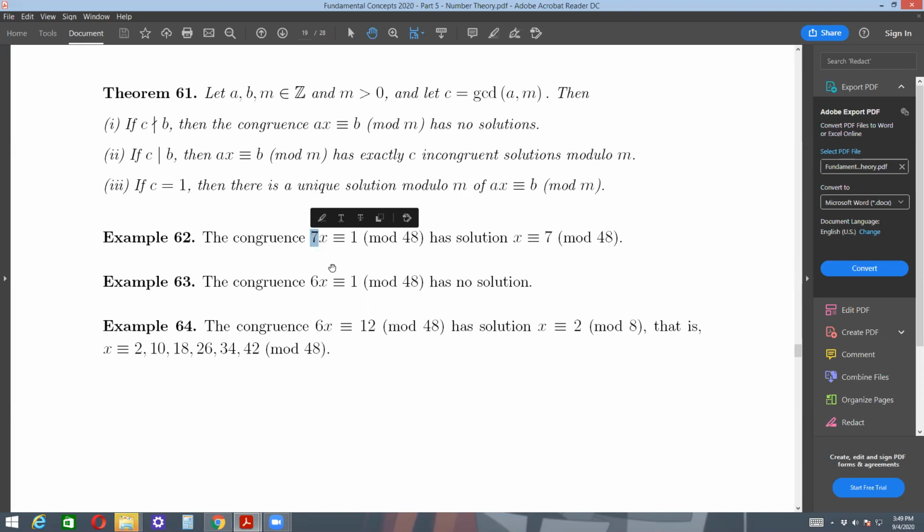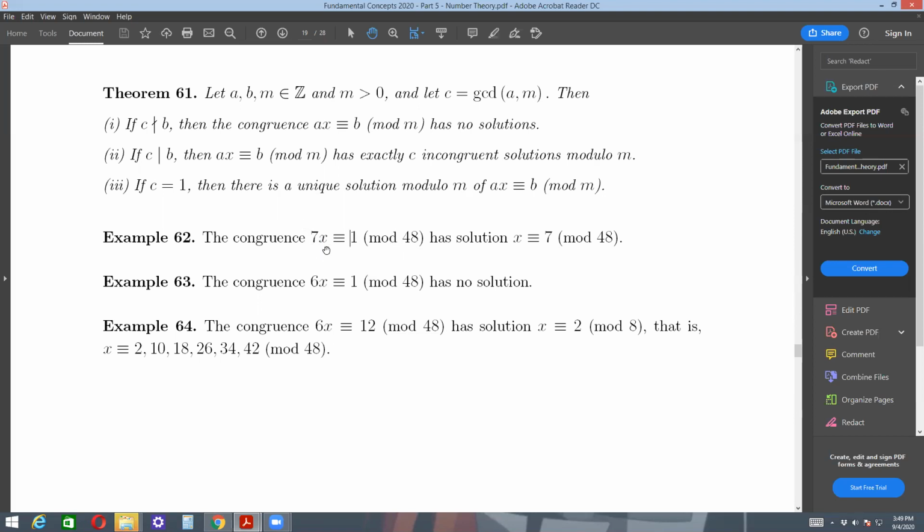But you're really going to have to increase it before you could decrease it. So what I mean is you're going to have to multiply the entire equation by a number and get some multiple of 48 basically plus something. It's kind of difficult how I'm trying to explain it verbally here, but if you consider this congruence and you multiply the entire thing by 7, what happens? You're going to get 7 sevens, 49x is congruent to 7 mod 48.